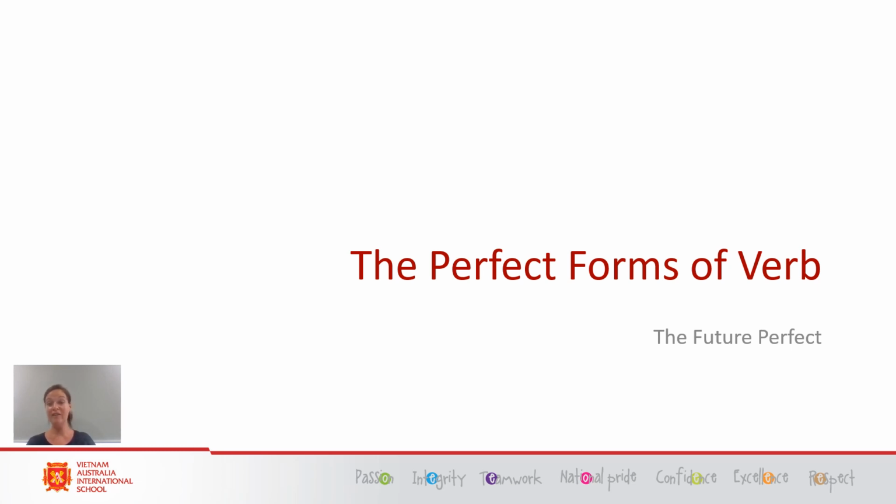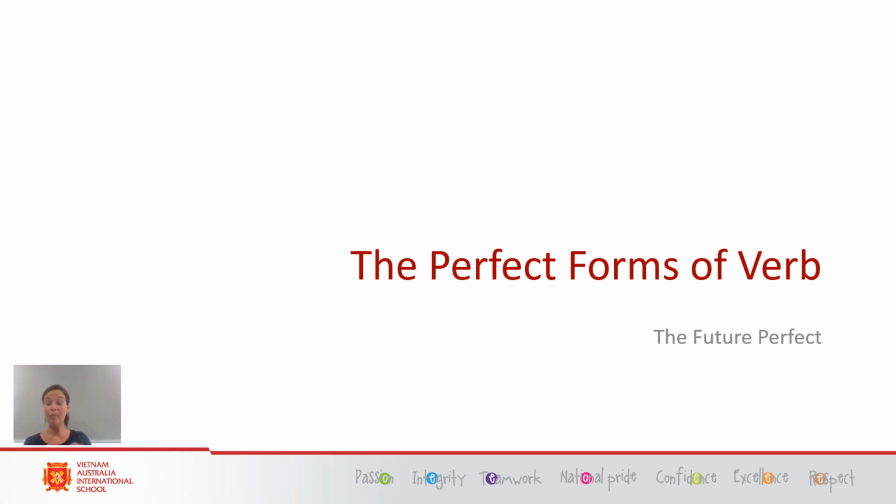As promised, in today's session we're going to be focusing on the future perfect. It will be building on what we've learned already about the past perfect and the present perfect. In a very similar structure to the previous sessions, we'll look at what the term actually means.